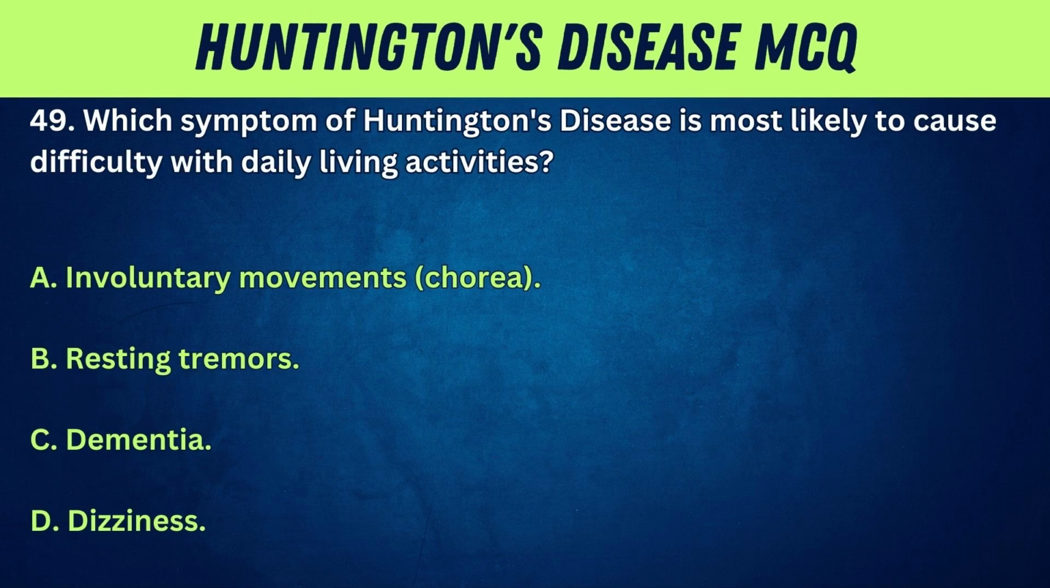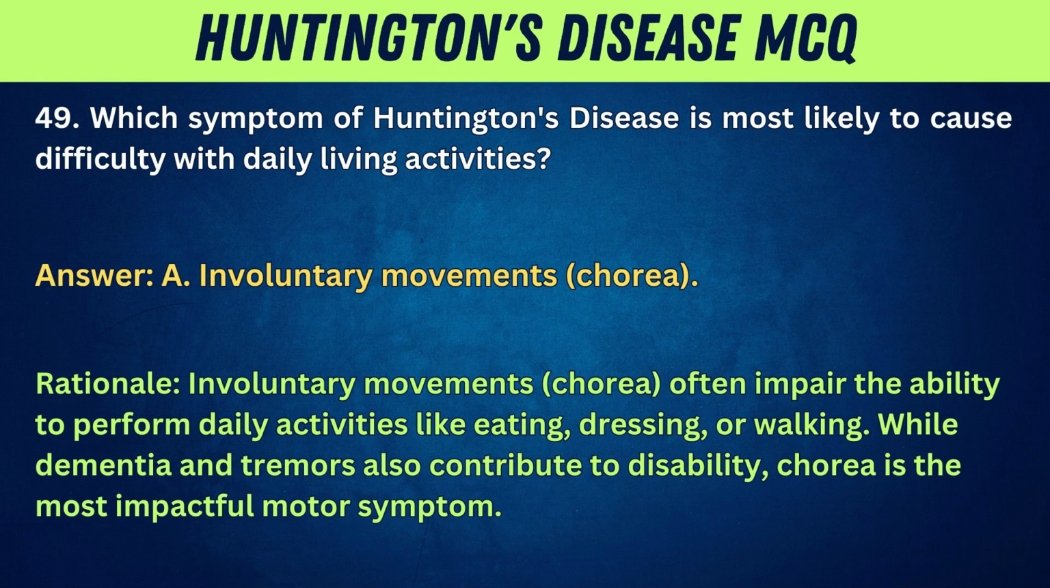49. Which symptom of Huntington's disease is most likely to cause difficulty with daily living activities? A. Involuntary movements, chorea. B. Resting tremors. C. Dementia. D. Dizziness. Answer: A. Involuntary movements, chorea. Rationale: involuntary movements, chorea, often impair the ability to perform daily activities like eating, dressing, or walking. While dementia and tremors also contribute to disability, chorea is the most impactful motor symptom.